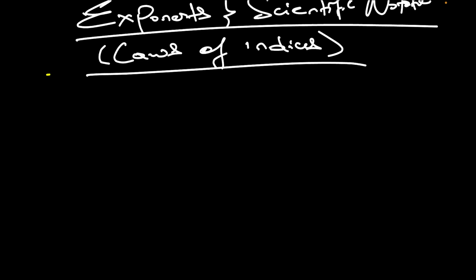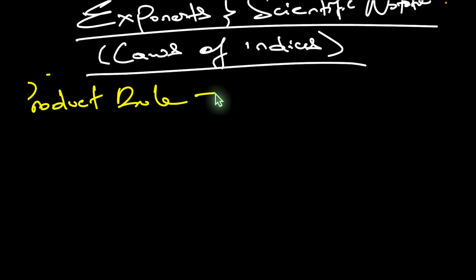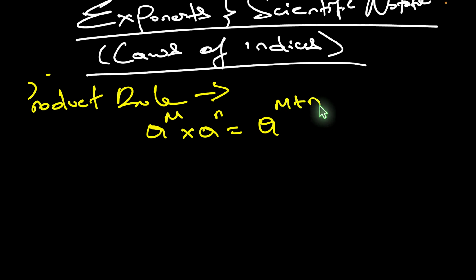So the first one is the product rule. Now, for the product rule, let's say we have a to the power of m times a to the power of n. Then for this rule, what that will be is just a to the power of m plus n.